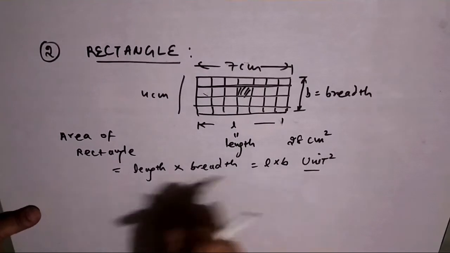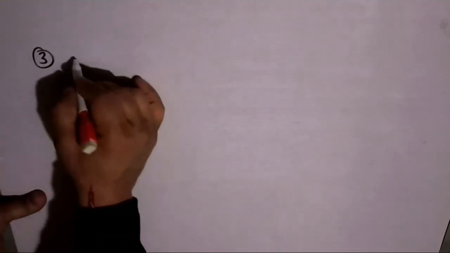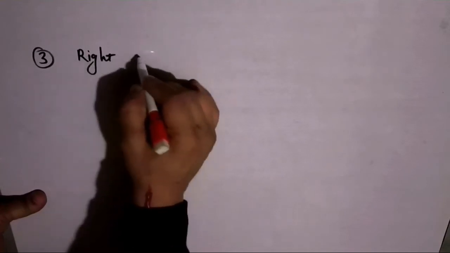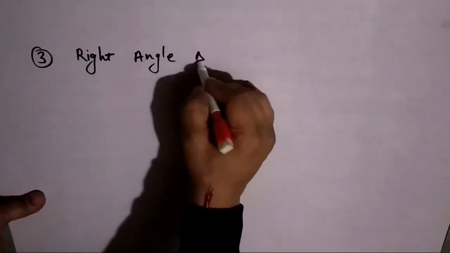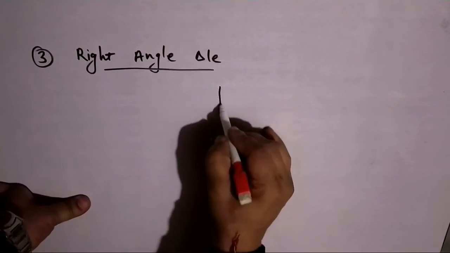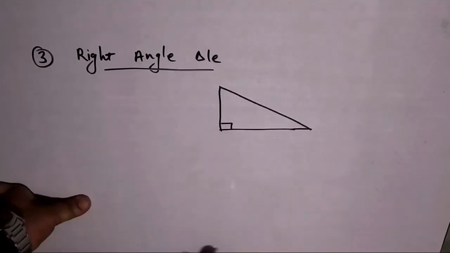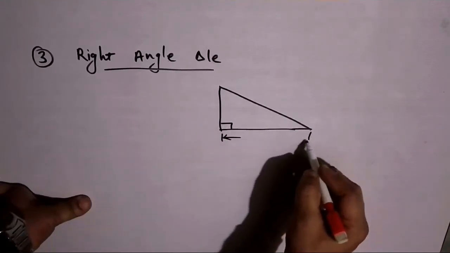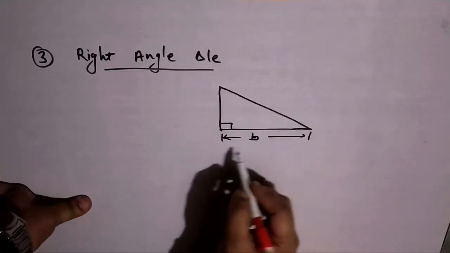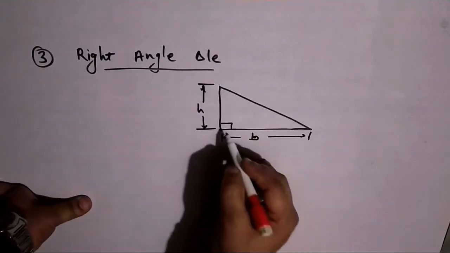Okay, so now we'll try to understand the next figure. The next regular simple figure is a right angle triangle. A right angle triangle is basically a triangle where one of the angles is 90 degrees. Suppose this length is B, that is the base, and this is the perpendicular, suppose H. And that is a 90 degree angle.